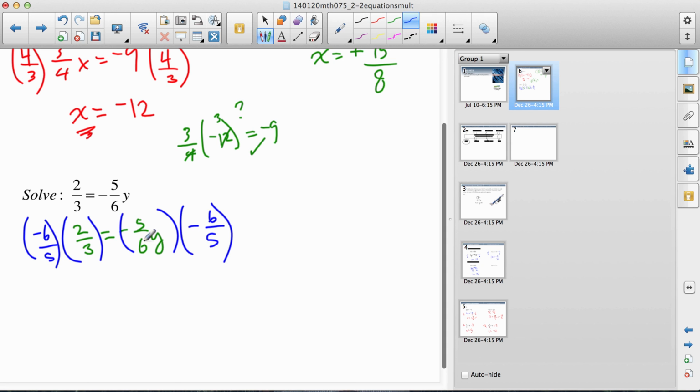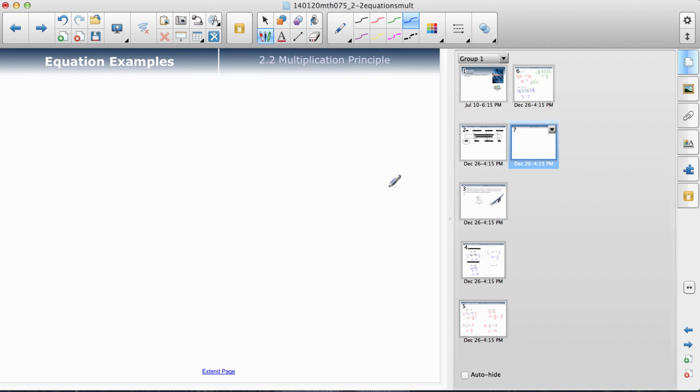So on this side, 6 and 6, it's a factor of 1. Minus and minus, so it's positive. The 5's are a factor of 1. So on the right side, I'm just left with a y. And then on the left side, negative 6 times 2 is negative 12. 5 times 3, 15. So that is the division and multiplication principle.